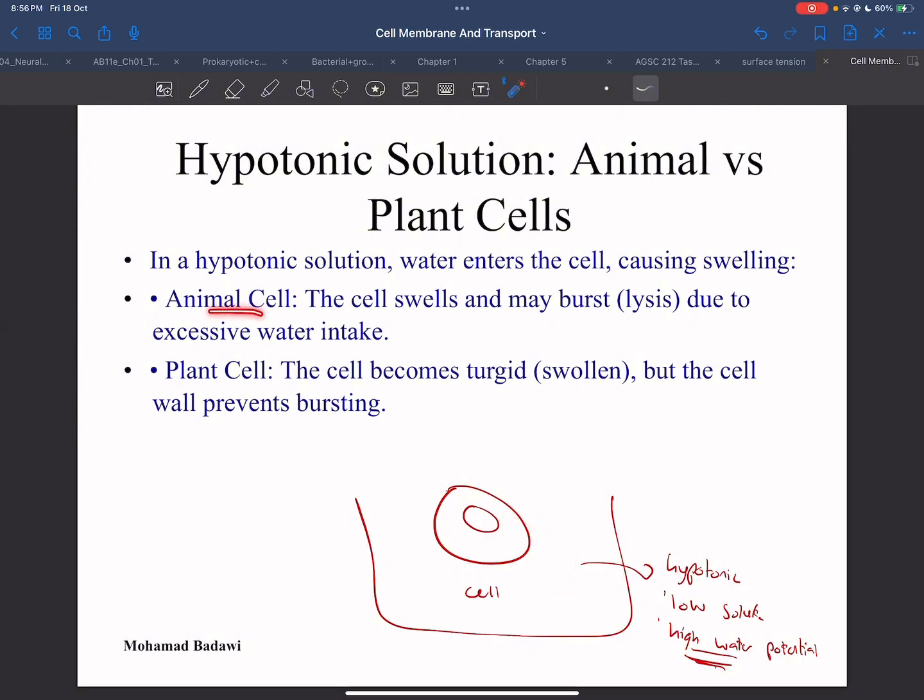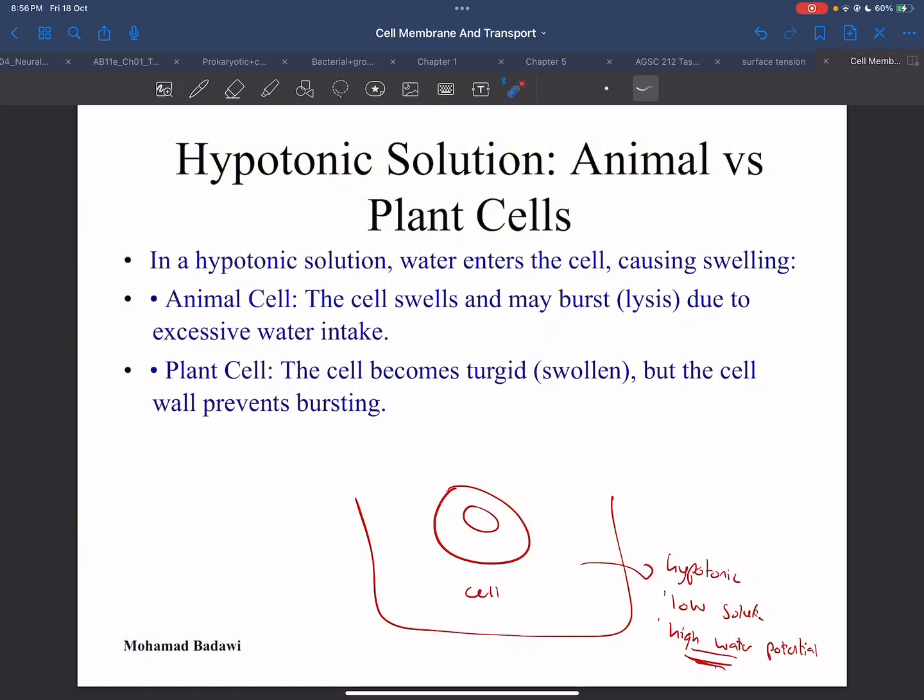Now, if I place an animal cell, of course, water is going to move inside, it will swell up, and then later it's going to burst. It's going to lyse, we say, due to the excessive water intake. Why is it going to burst? Because it doesn't have anything to protect it. The cell membrane cannot withstand that much pressure. That's why animal cells burst in a hypotonic solution.